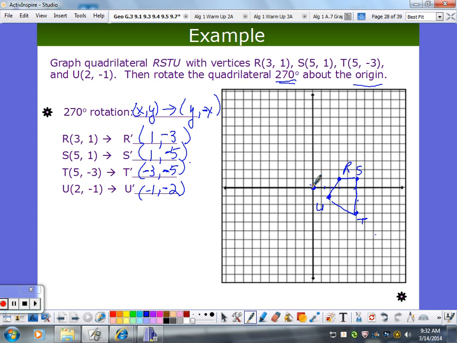Now I go to graph them. Let's see. 1, 2, 3. There's our R prime. 1, 2, 3, 4, 5. That's S prime. 1, 2, 3, 4, 5 is, what's T prime? And U is negative 1, negative 2. This one. Oops, so wrong. This one. Sorry.